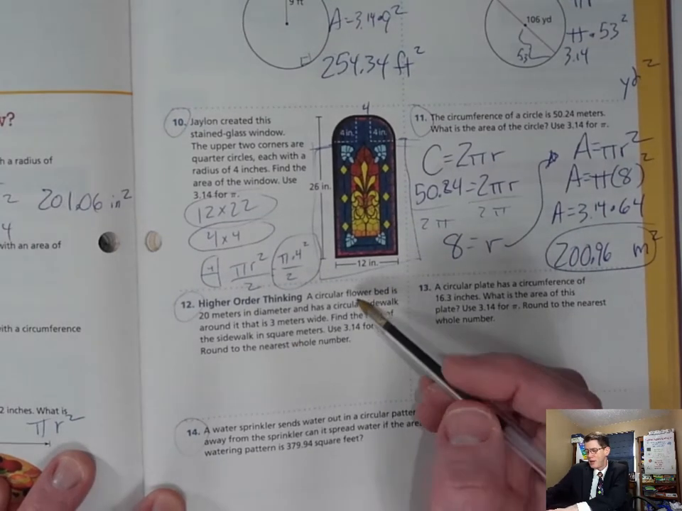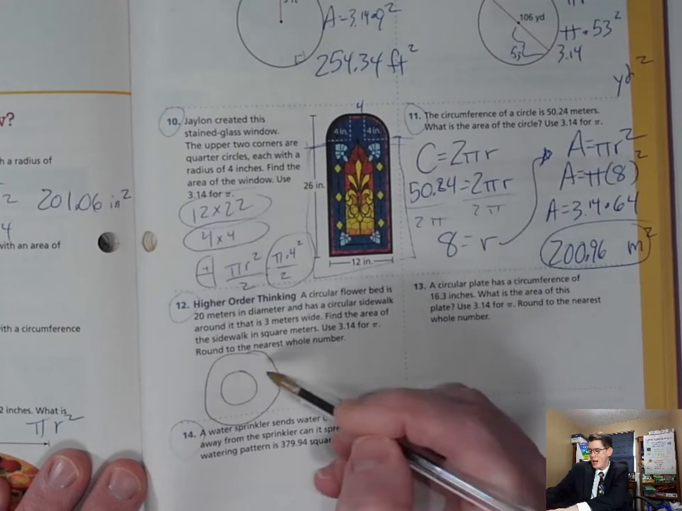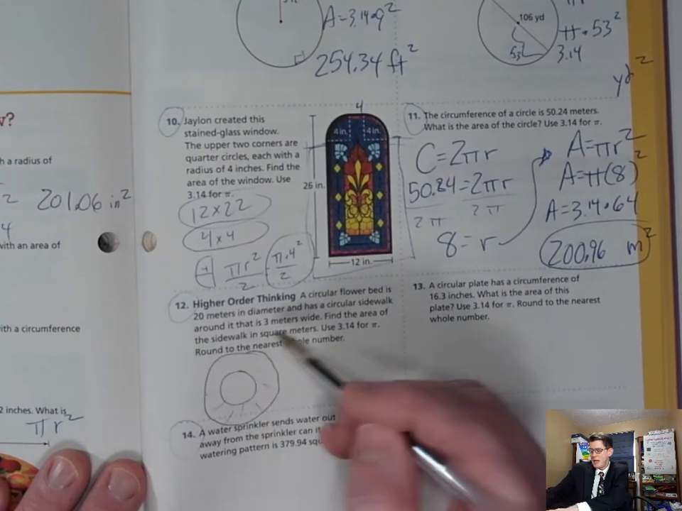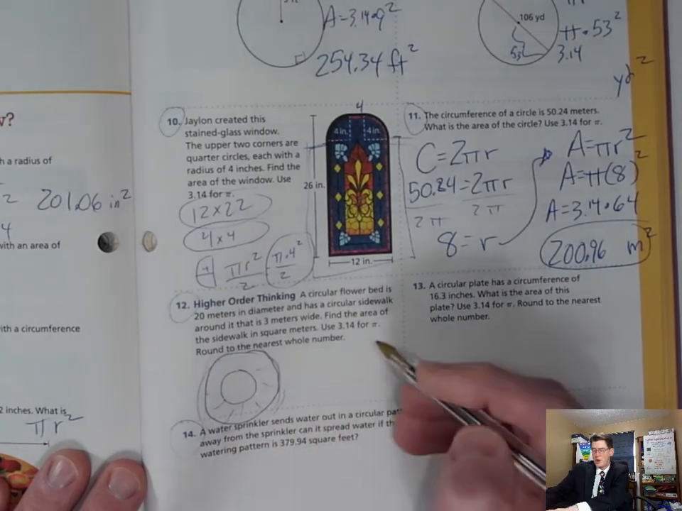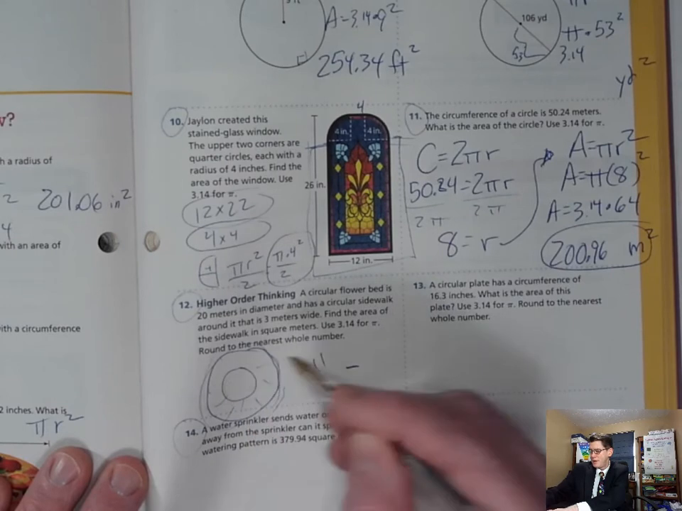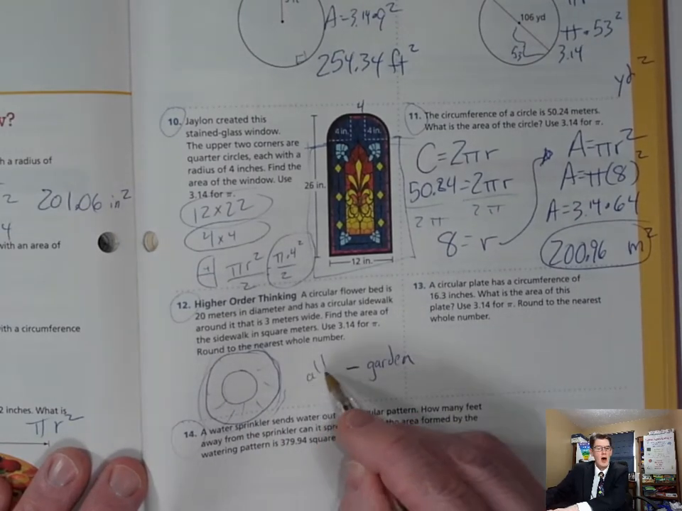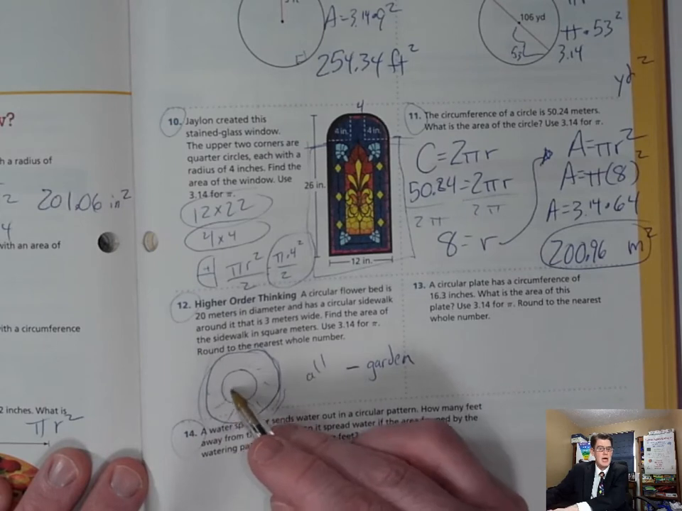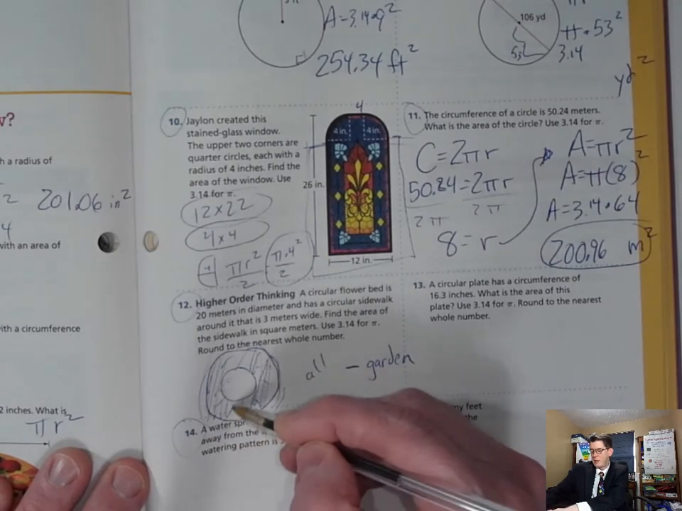You can work them out, but you've got a circular flower bed, and then you have a sidewalk. And if you write in the numbers, you just take the whole big circle, so all of it, and you subtract off the garden, figure out the answer to all of the area, and subtract off that middle part, and what you'll have left will be the sidewalk.